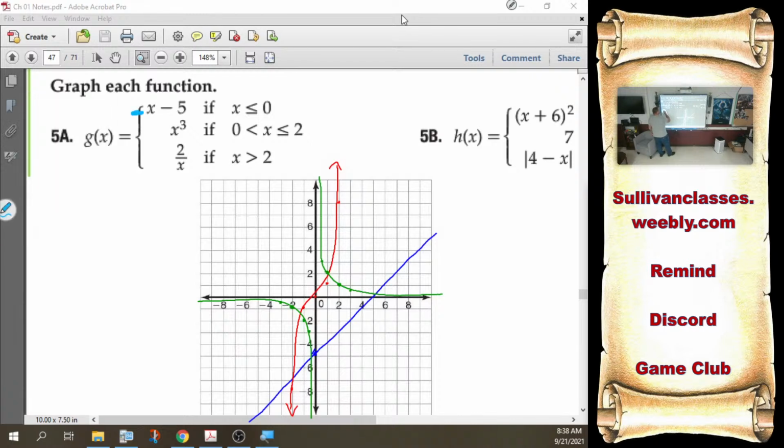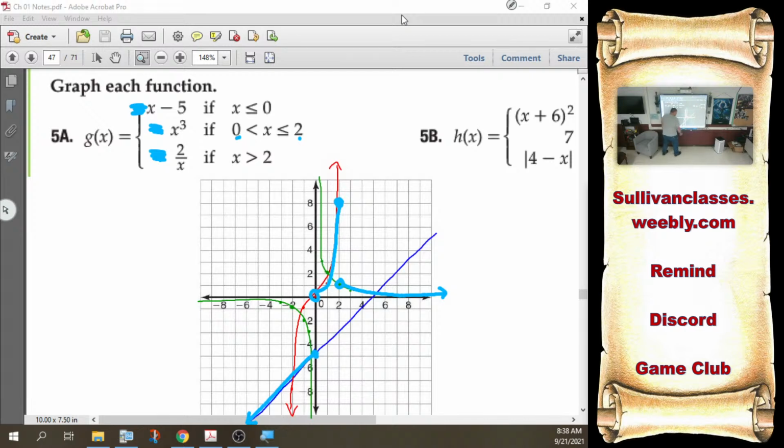I see this only matters when x is less than or equal to 0. So solid dot off to the left. This only matters from 0, open circle, to 2. So open circle, and then closed circle. This is like the perfect color for tomato soup. And this one, when x is greater than 2. So an open circle when x is 2, and then follow that one.